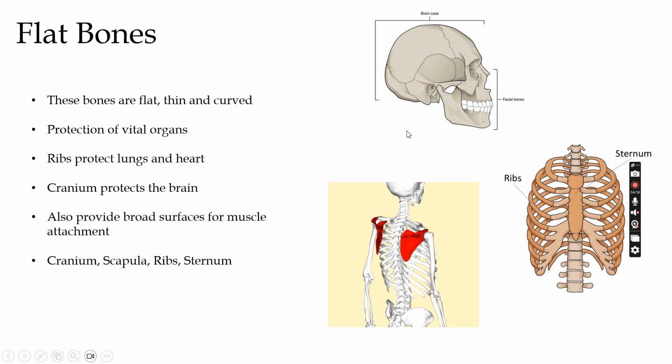Next we've got flat bones. And flat bones, their appearance is how it is in the name. They're flat, thin and curved. This shape can, apart from providing protection of vital organs like we mentioned before, the thin or the flat shape can also provide a surface for muscle attachment, okay?